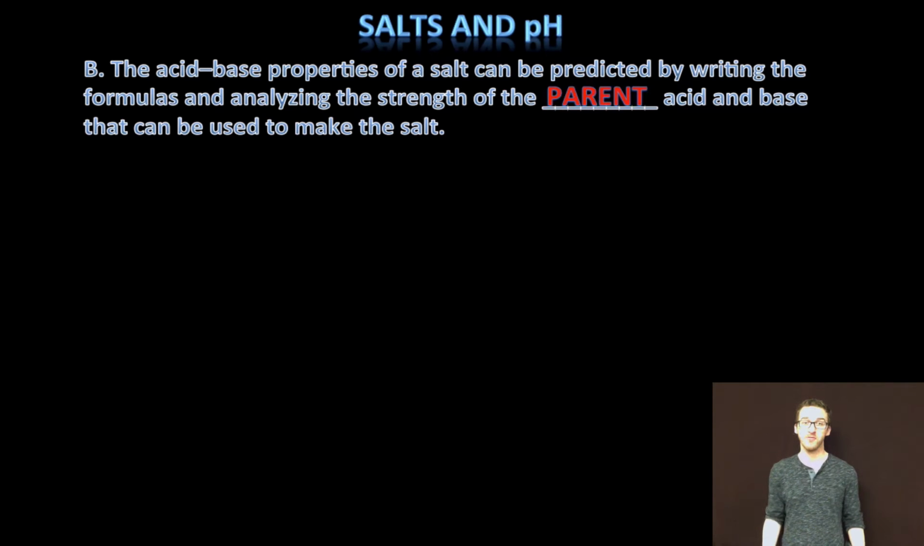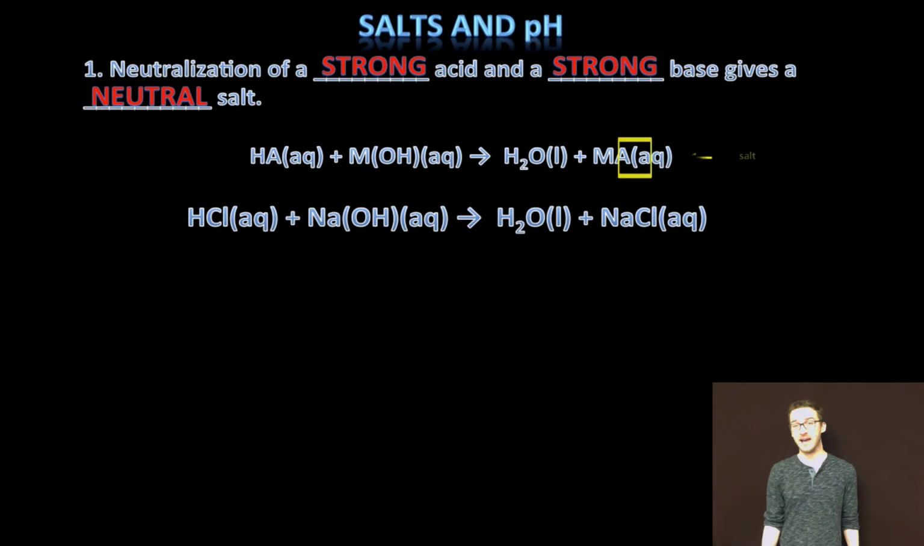Now, the acid-base properties of a salt, whether a salt will be acidic, basic, or neutral, can be predicted by writing the formulas and analyzing the strength of the parent acid and base that salt formed from. So first, let's just look at some of the different combinations of strong acid, strong base, weak acid, strong base, weak base, strong acid, to see what I'm talking about. The neutralization of a strong acid and a strong base is going to give a neutral salt. The example on your screen shows the neutralization between hydrochloric acid, a strong acid, and sodium hydroxide, a strong base. The salt that forms, sodium chloride, is a neutral salt. It's not going to affect the pH of the solution.